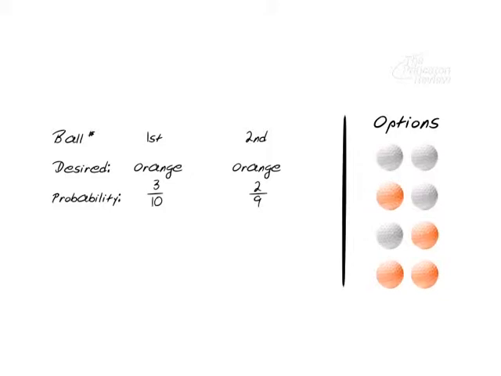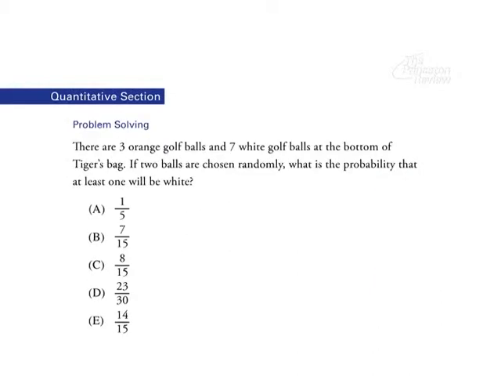Because we're trying to find the probability of both balls being orange, we have to multiply these 2 fractions together. 3/10 times 2/9 is 6 over 90, which reduces to 1 over 15. Because we found the probability of both balls being orange is 1 over 15, we know that the probability of no balls being white is also 1 out of 15. Subtract that from 1 and we'll get the probability of at least one ball being white. So 1 minus 1 over 15 is 14 over 15. The answer is E.